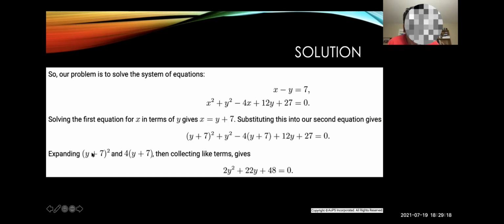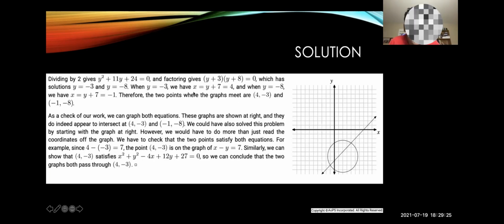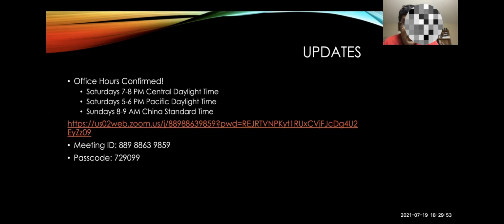And then we can expand y plus 7 squared, 4y plus 7. We collect all the terms together and we get this formula right here. And then with that formula, we divide it by 2, we get this formula, and then we can actually factor this formula into y plus 3, y plus 8. So this means when y equals -3 and -8, they intersect, and then when you plug them back into the equation, you can figure out those x values. So you get 4, -3, and -1, -8. Those are where they intersect, and if you actually graph this problem out, you would have gotten the same answers. So graphing it is one way, and doing it this way is another way. So I believe that's the last problem.